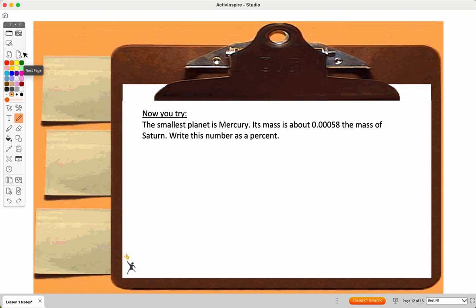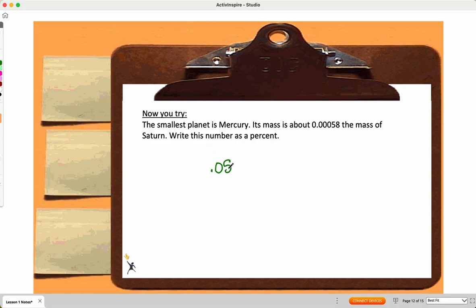All right, and the last thing I want you to try is figuring this one out. What is the percent? So if Mercury is so small, what is the percent of its mass compared to Saturn? What percent of the mass of Saturn is the mass of Mercury? It's 58 thousandths of 1%. It's that much smaller than the mass of Saturn. Saturn is an absolutely massive planet.